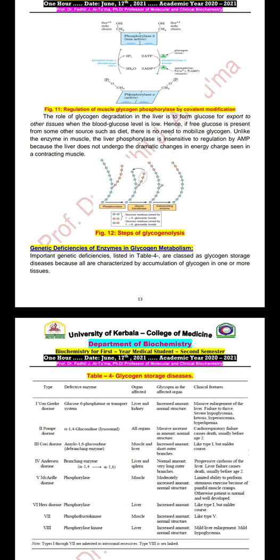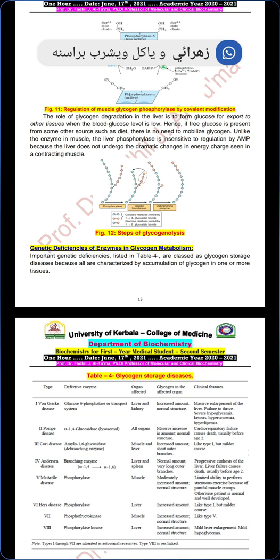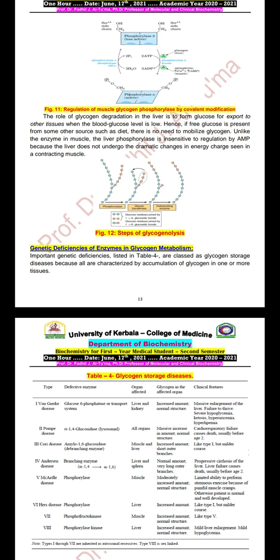Types of glycogen storage diseases: von Gierke disease. What is the defective enzyme? It is glucose 6-phosphatase or transport system. The organ affected: glycogen in the affected organ is increased in amount with normal structure, and so on. Clinical features: massive enlargement of the liver, failure to thrive, severe hypoglycemia, ketosis, hyperuricemia and hyperlipemia, and so on. Pompe disease, the defective enzyme, the organ affected, and so on. These are some of the glycogen storage diseases with various details.